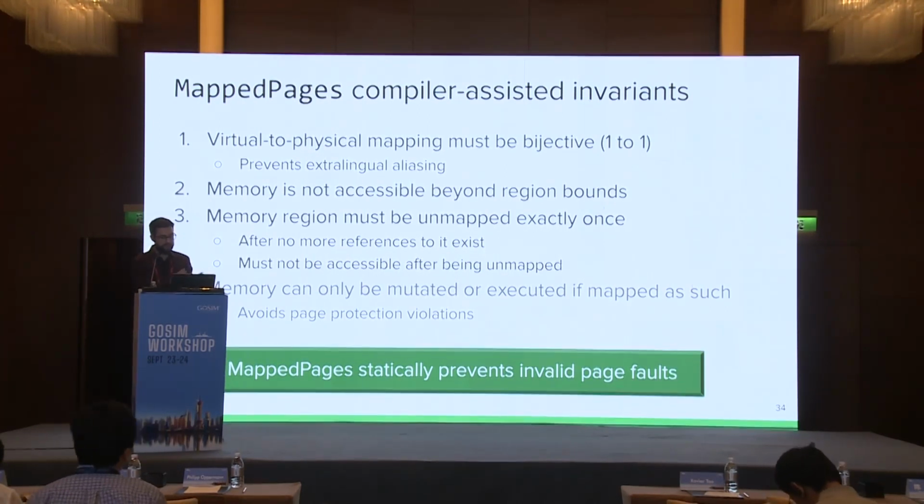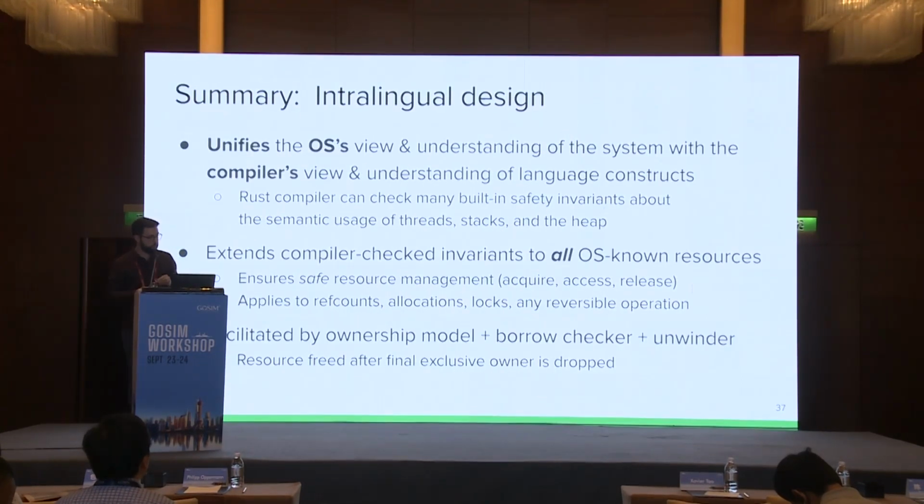And there are some other things that I didn't cover. But to sum up, mapped pages statically prevents invalid page faults, right? So you can never have a CPU exception for a page fault in Theseus at all. That's actually quite cool. That speaks, I think, to the reliability notion of this session. If you know by construction at design time that you cannot have an invalid page fault, it makes your life a lot easier. It unifies the OS view and understanding of the system with the compiler's view. It applies this to all OS-known resources, not just the stack and the heap, et cetera.